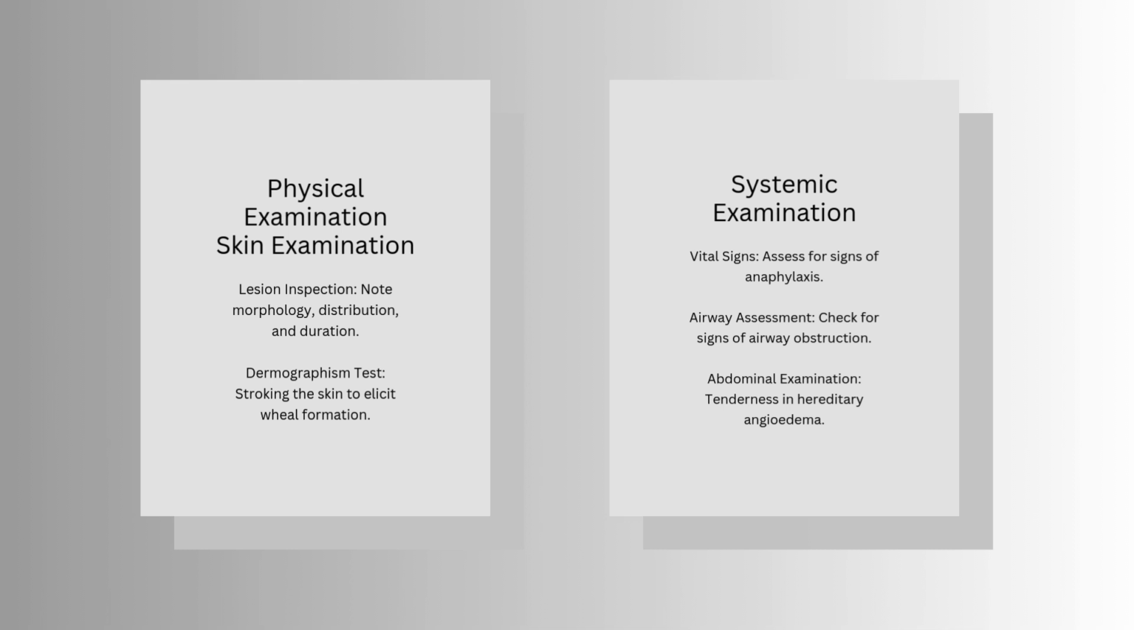Physical examination. Skin examination: observe lesions for morphology, distribution, and duration. Conduct a dermographism test to elicit physical urticaria. Systemic examination: vital signs for anaphylaxis. Airway assessment for obstruction signs. Abdominal tenderness in hereditary angioedema.